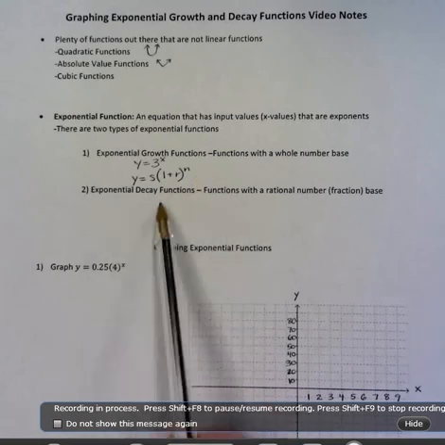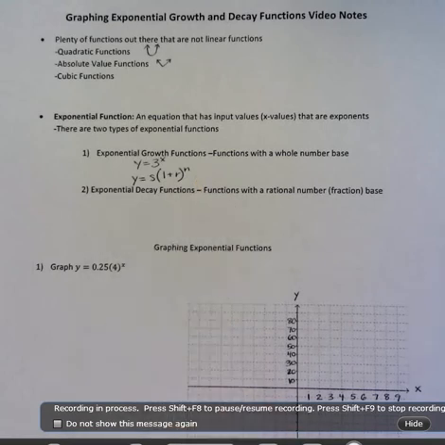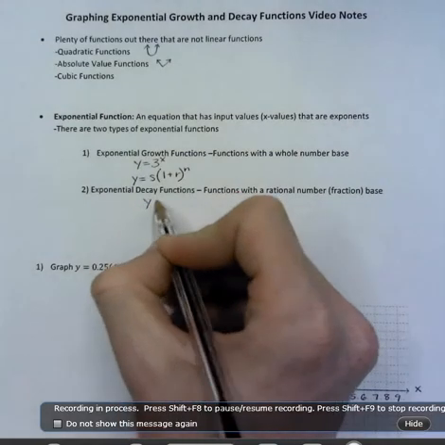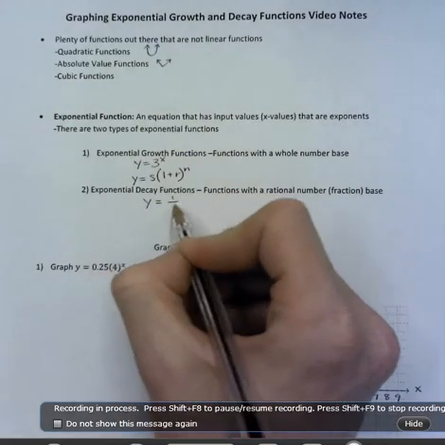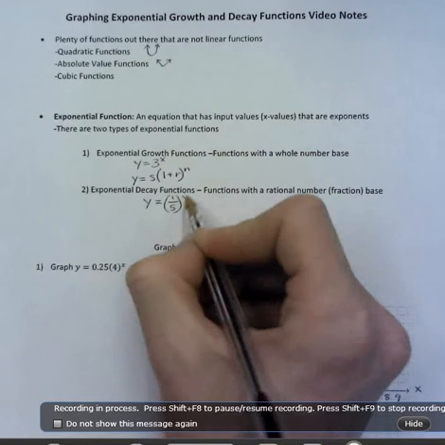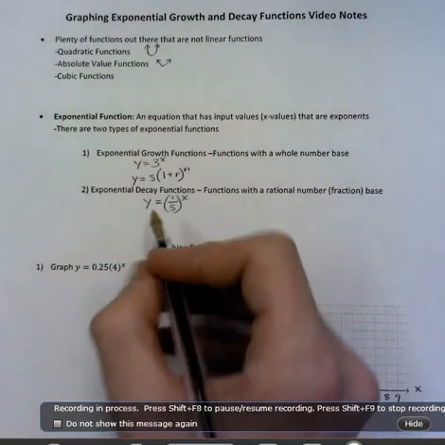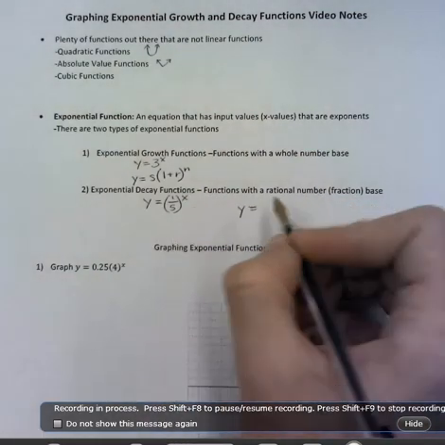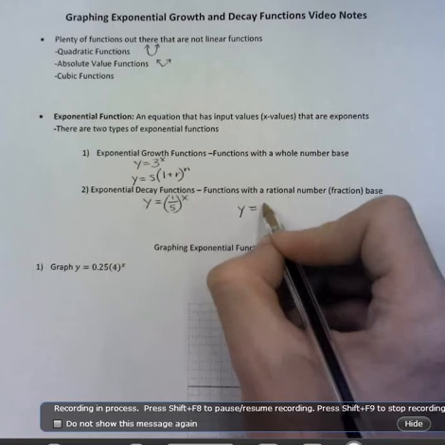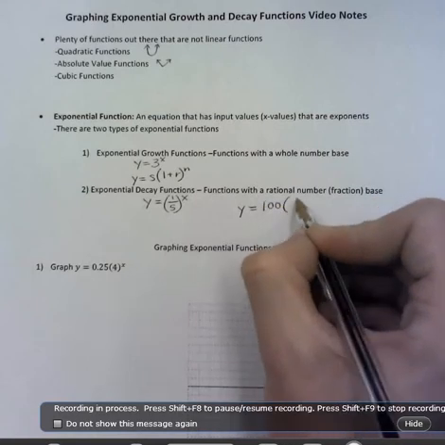Exponential decay functions might look something like this: y equals 1/5 raised to the x. Or it might look a little more complex, something like this.